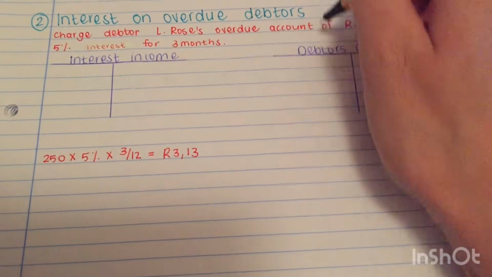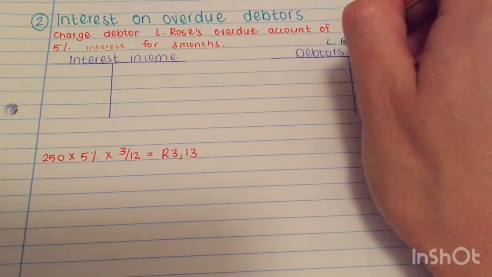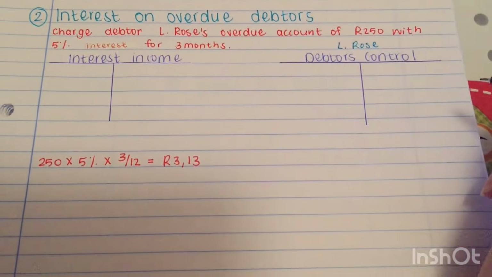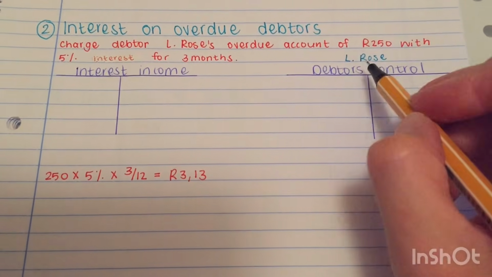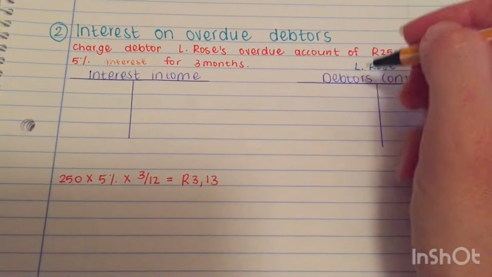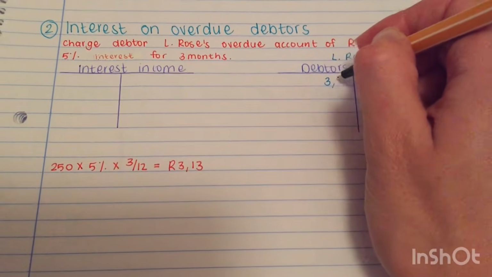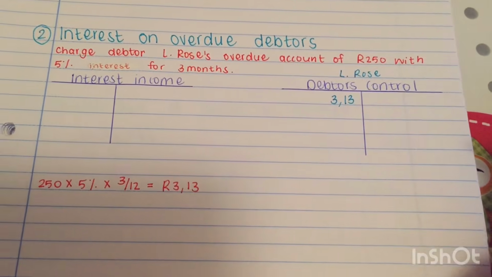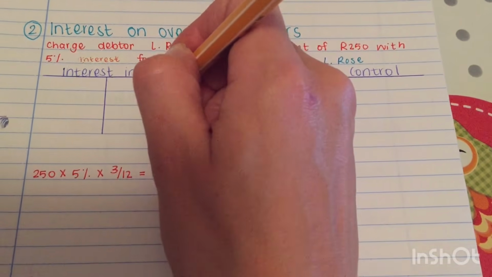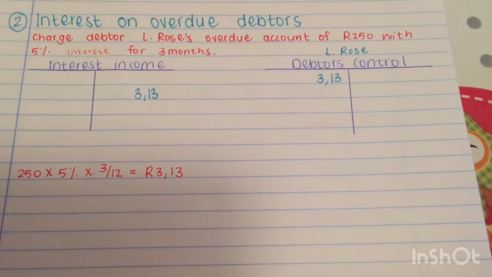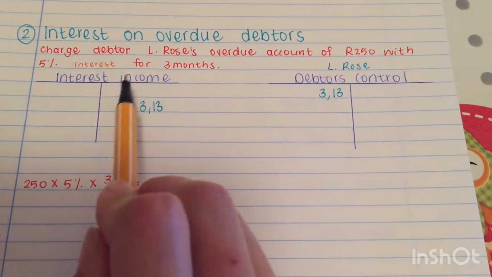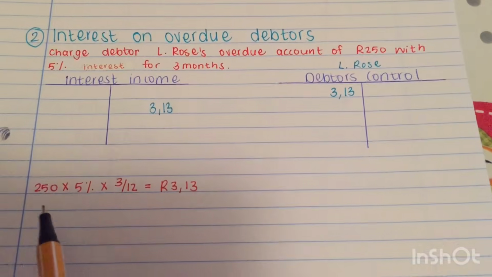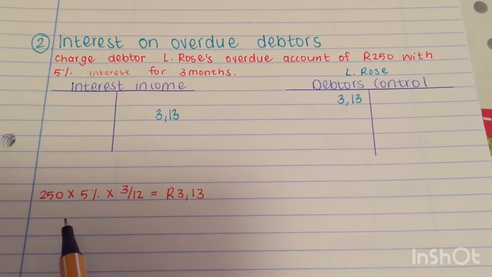So debtors control will again now be L Rose as well. It's not just debtors control. I must note the specific debtor. And debtors control will increase with 3.13 Rand, which is the interest amount. And interest that the debtor will pay me is an income. Therefore, I enter it on the credit side under interest income.